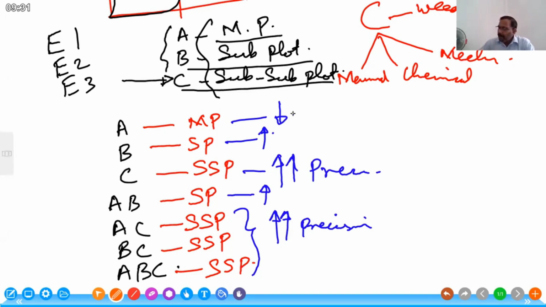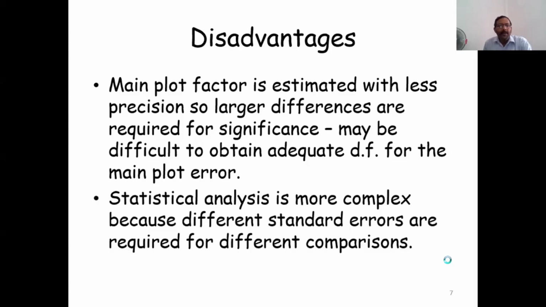You see, this is the disadvantage of split plot design. So here, this is what has been explained. Two disadvantages. One is the main plot is estimated with less precision, so larger differences are required for significance because the error term is very large. So that's why we say larger differences are needed. It may be difficult to obtain adequate degrees of freedom. That is also one of the problems in the main plot.